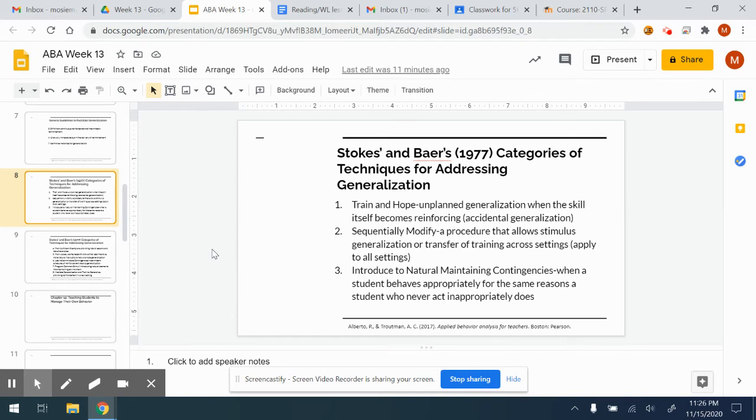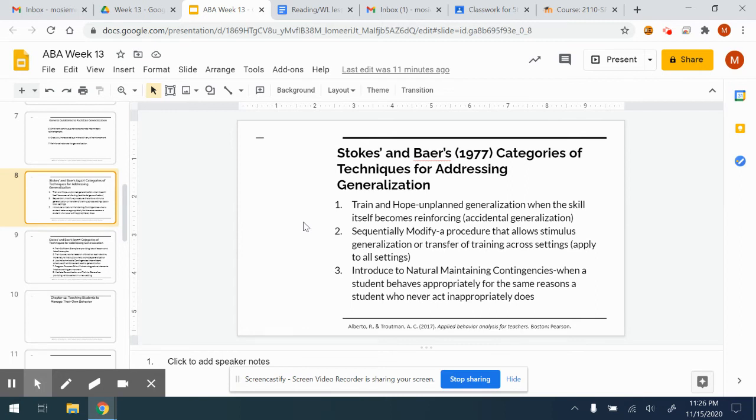The authors also offer up categories for techniques for addressing generalization. These ideas come from Stokes and Baer. The first one is train and hope. So they talk about how sometimes unplanned generalization will happen when the skill itself becomes reinforcing. So sometimes we come across things that are accidentally generalized just because maybe the student finds it more intrinsically motivating.